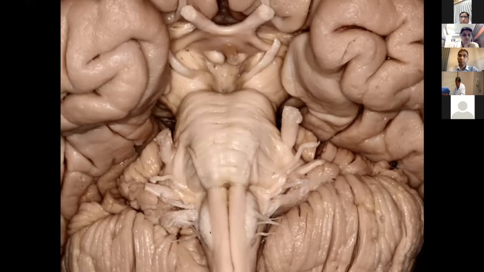There is a cranial nerve that emerges from the brainstem, from the posterior surface, that is the fourth cranial nerve, or the trochlear nerve.